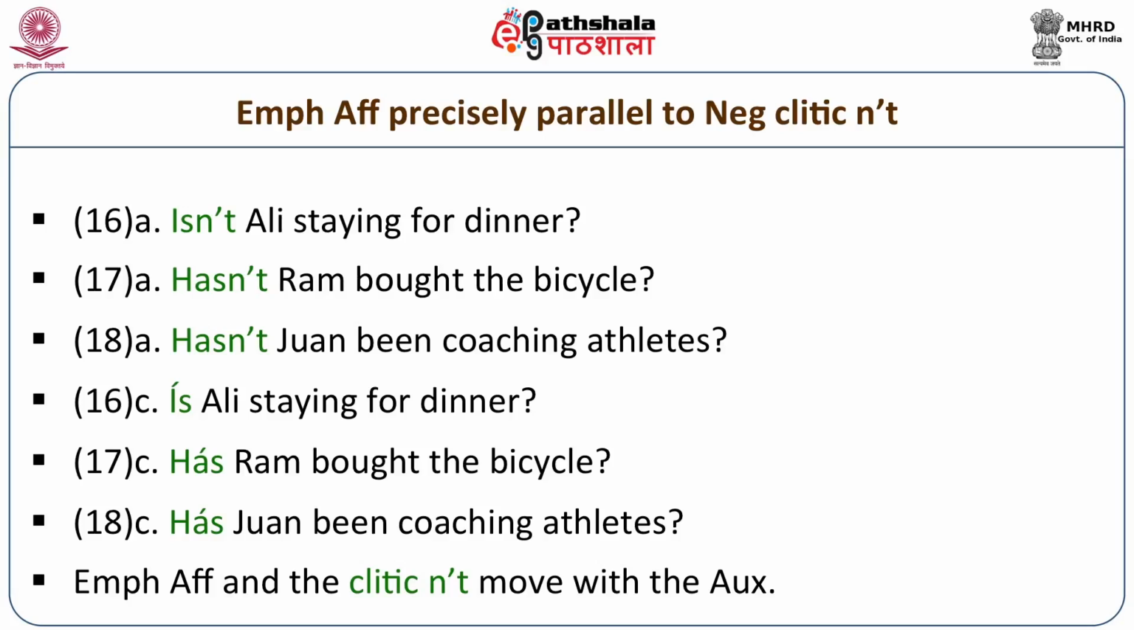One version of the kind we've been providing with the full negative word not. Another version where that negative word is shortened or contracted into what is known as a clitic, n't, as in hasn't or isn't. An element is called a clitic when it is halfway between a full word and an affix. So n't in isn't Ali staying for dinner, in hasn't Ram bought the bicycle, or in hasn't Juan been coaching athletes, is a negative clitic attached to the first auxiliary in the complex.